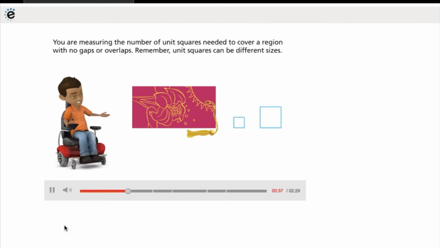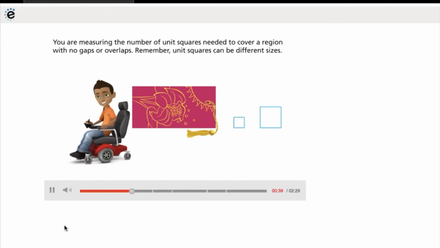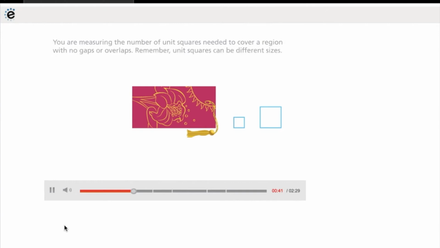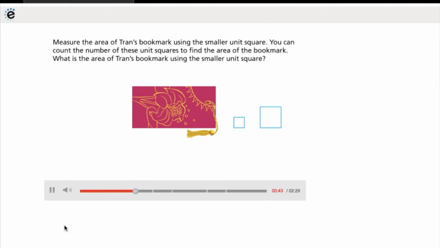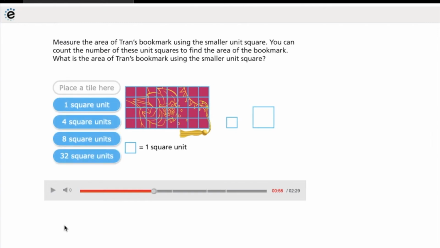Remember, unit squares can be different sizes. Measure the area of Tran's bookmark using the smaller unit square. You can count the number of these unit squares to find the area of the bookmark. What is the area of Tran's bookmark using the smaller unit square? Ooh, I'll give you a few minutes to select your answer.